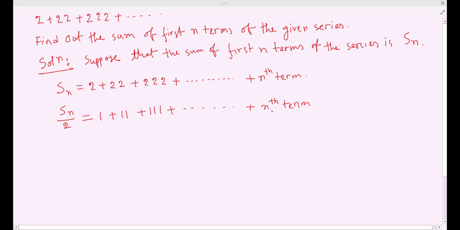What will the nth term be here? The nth term will be 1 repeating n times. We cannot write this up to n times, so I will write only the nth term. Now that we have got this, we are going to turn it like this: 9Sn by 2.